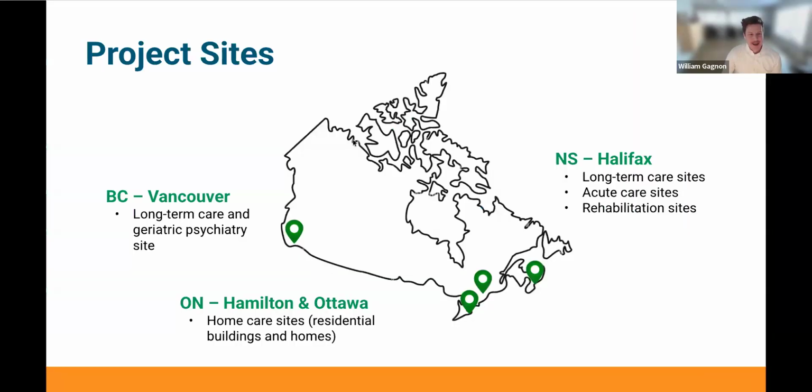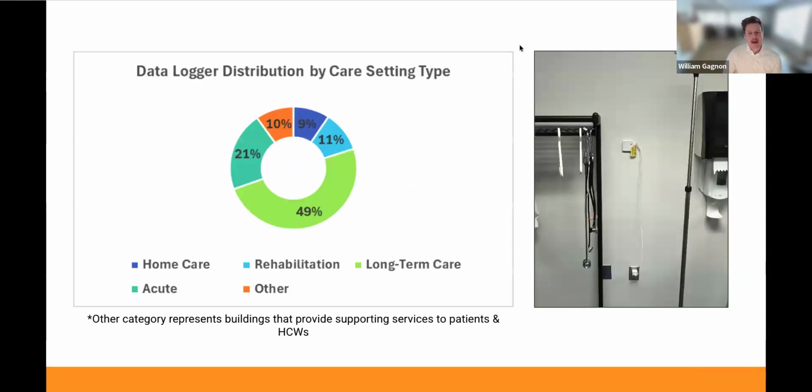Thank you so much, Aggie. So now I'm going to do a quick overview of our baseline results. As you remember, we have data loggers in home care, long-term care, and hospital rooms across the country. In Vancouver, Hamilton, Ottawa, and Halifax, we have about 250 data loggers continually measuring temperature and humidity at all of those sites. About half of them are in long-term care facilities, 21% are in acute care, 9% in home care, 11% in rehab, and 10% in other settings.